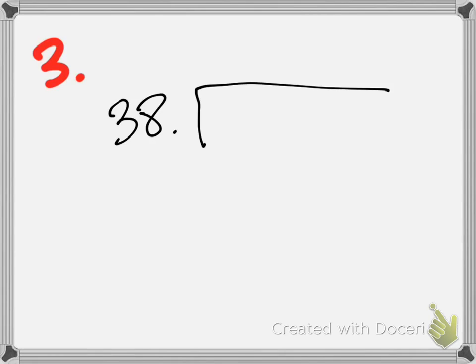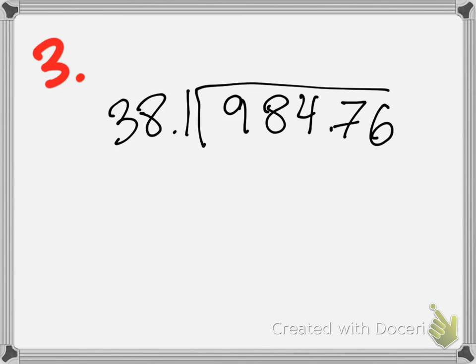Rocco asked a great question. For number 3 on the guided practice, we have the setup that looks like this: 38.1 going into 984.5. So let's think about rounding this. What might we round our divisor to? Does anybody have any idea? Rocco, what do you think we would want to estimate our divisor to?